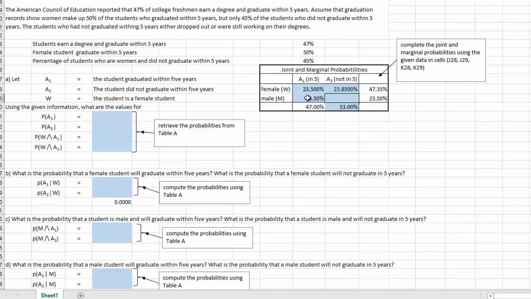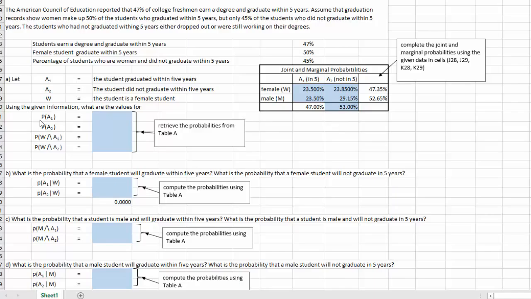Now this one is as simple as this one here. All we do is equals, we know the total percentage, and we want to subtract out those that are female to get what's left over for male. It can only be two possibilities, right? You can only be female or you can only be male.